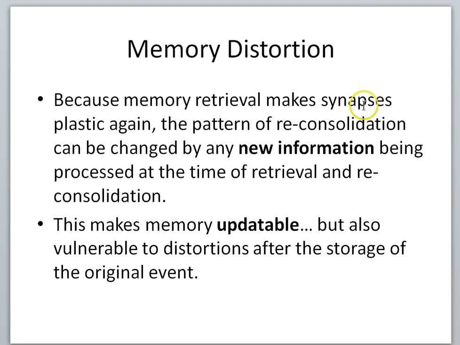So because memory retrieval makes synapses plastic again, the pattern of reconsolidation can be changed by any new information being processed at the time of retrieval and reconsolidation. Now, this has an adaptive function. It makes memory updatable, but it also makes memory vulnerable to distortions after the storage of an original event.